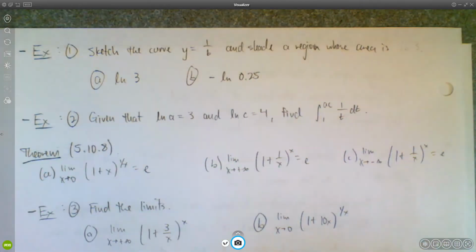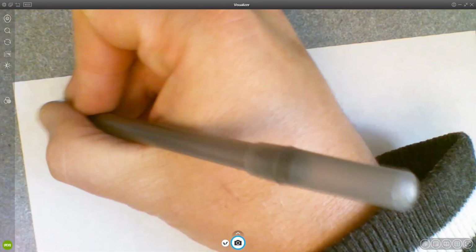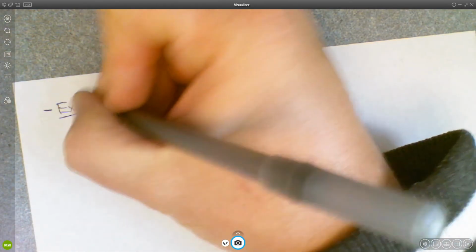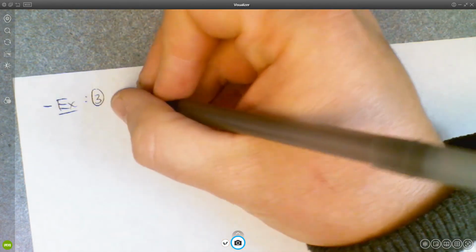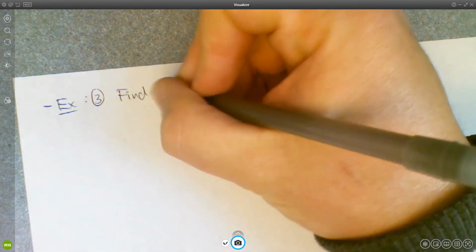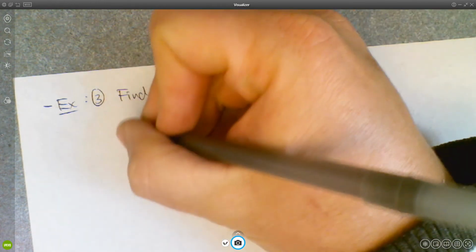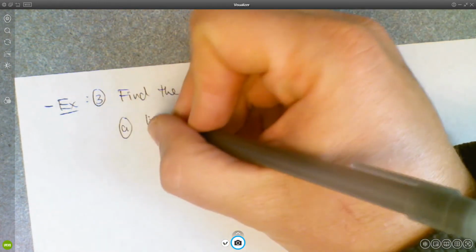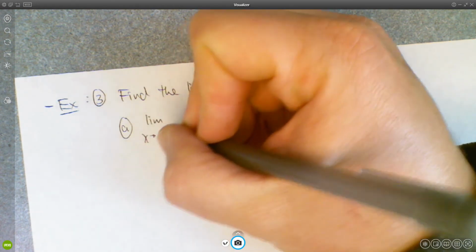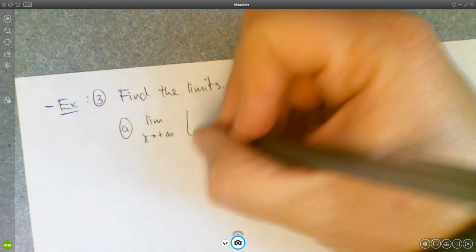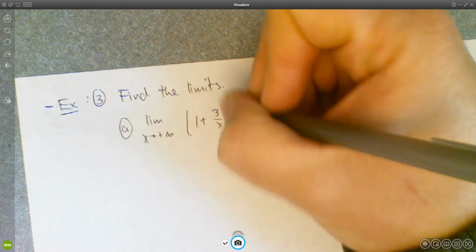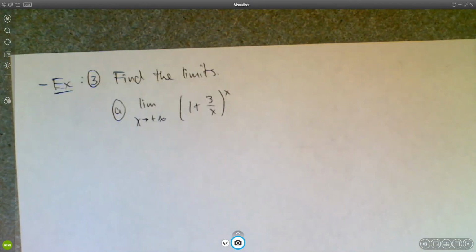But we can use these facts to show some other things. So, for example, let's find the following limits. Let's do the limit as x approaches positive infinity of (1 plus 3 over x) to the x.